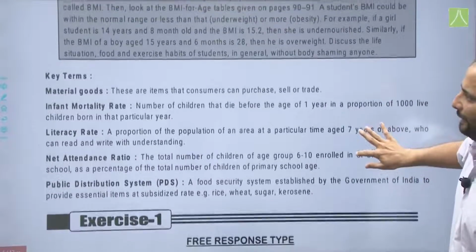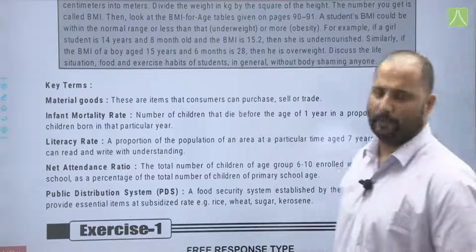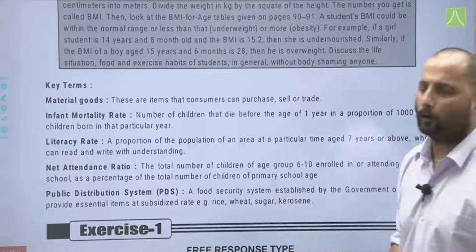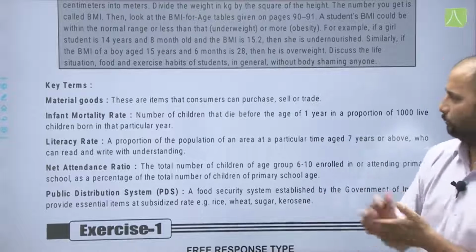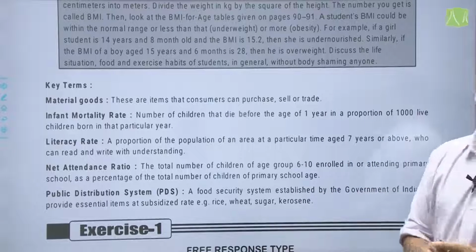That brings us to the end of our chapter. Here again some key terms are mentioned, that is material goods, infant mortality rate, literacy rate, net attendance ratio and public distribution system. You can just go through them.